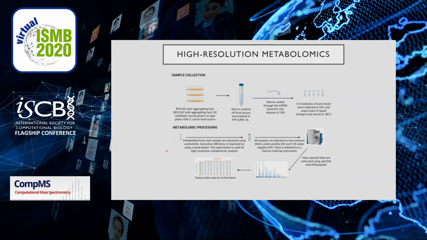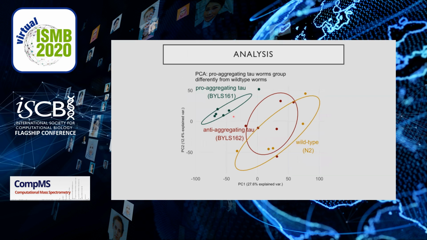Metabolites from each sample are extracted using acetonitrile, and the extraction efficiency is improved by using a bead beater. Essentially, a bead beater disrupts the worm cuticle and allows us to access the worm matrix held within. All samples are injected on 2 columns, the HILIC under positive ESI and the C18 under negative ESI, and mass is detected on a Thermo Orbitrap instrument. Mass spectral data are extracted using apLCMS and xMSanalyzer, which are both open source peak-picking algorithms developed at the Emory Clinical Biomarkers Lab.